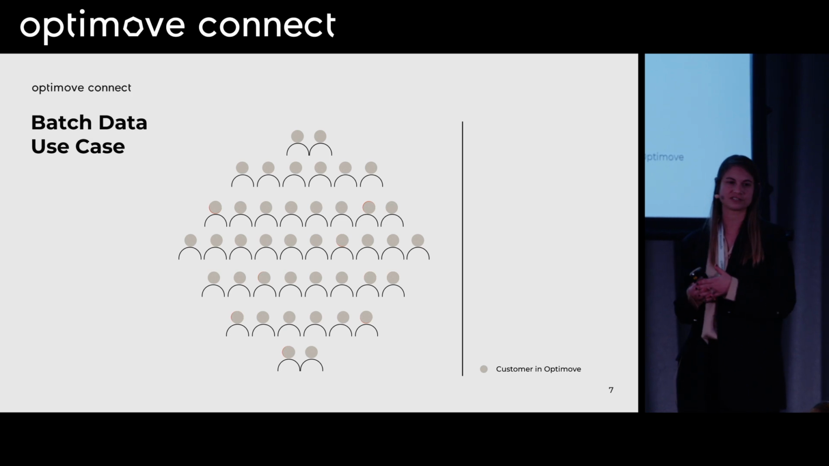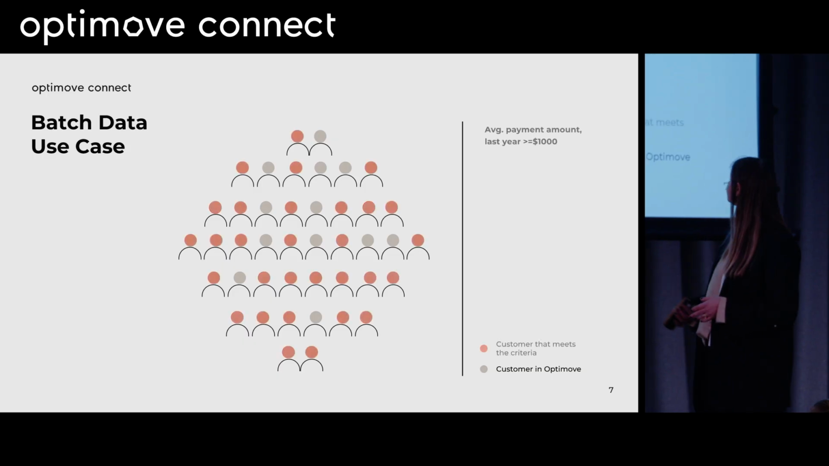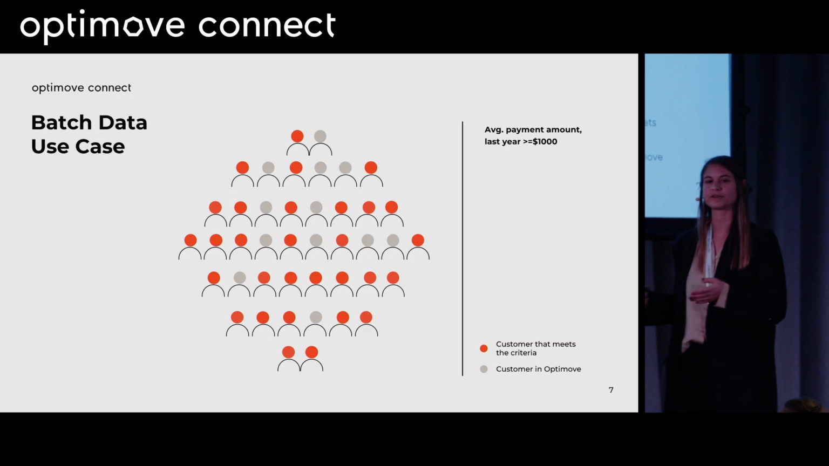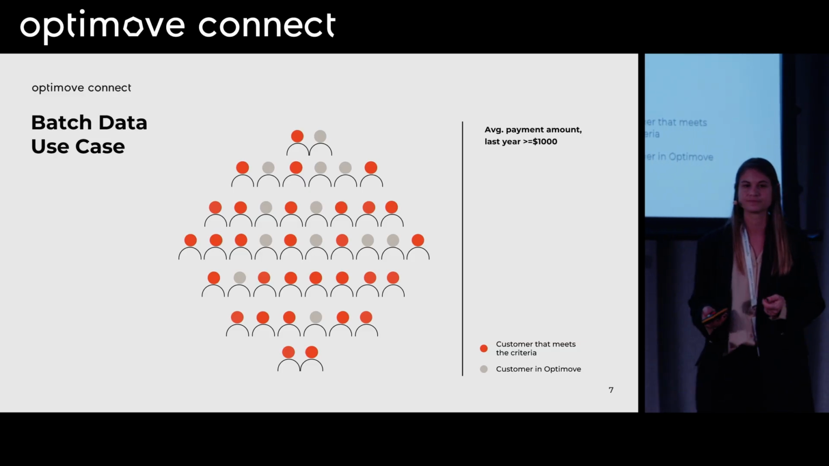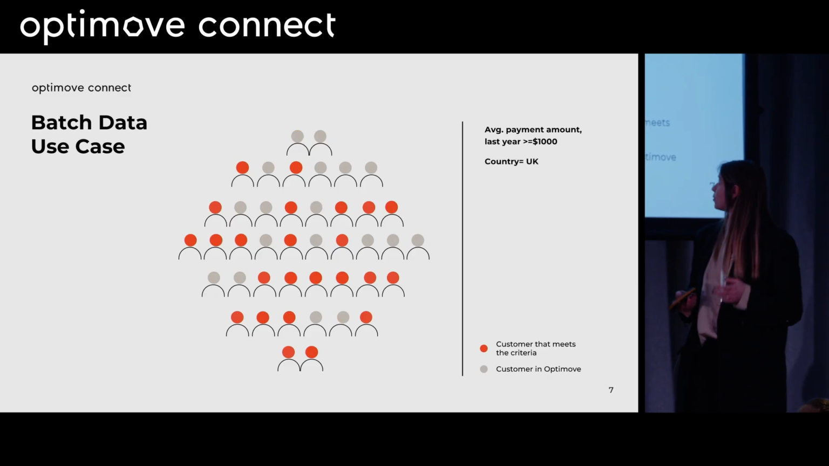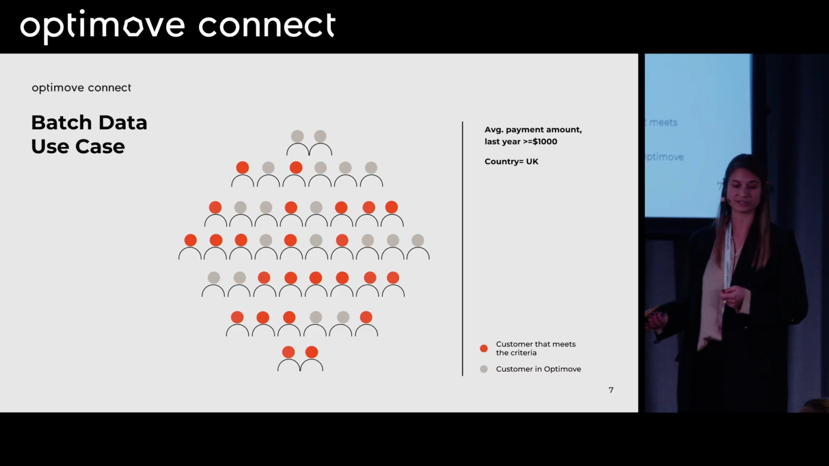So first of all, we want to filter all of the customers that have a high payment amount. So we'll use the average payment amount customer attribute with this condition. We're going to look at all users with their average payment amount in the last year that is greater than or equal to $1,000. Then we want to add another level of criteria here and focus only on users that are located in the UK. Only customers that meet both of these conditions are now highlighted in orange.